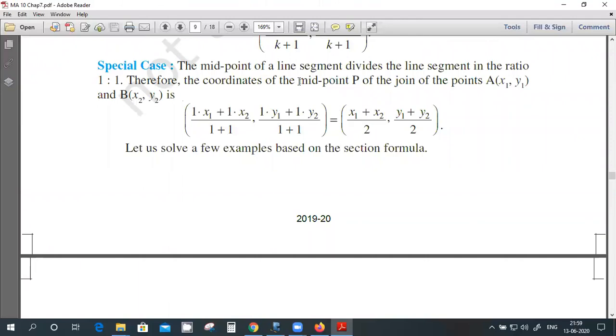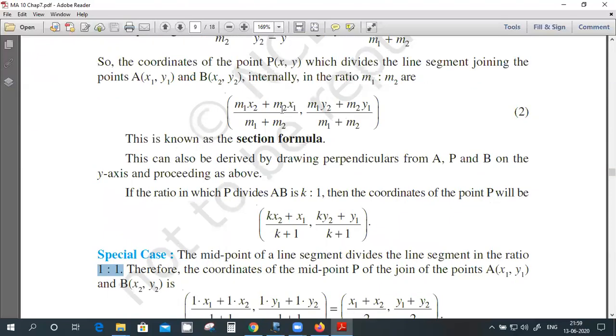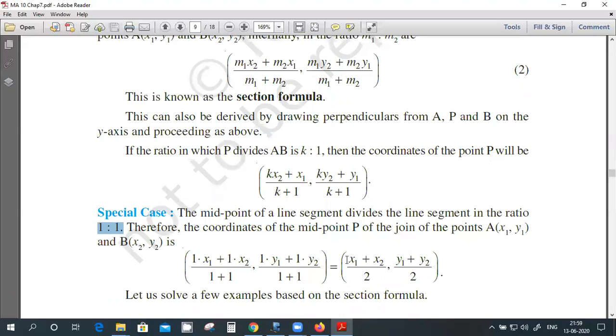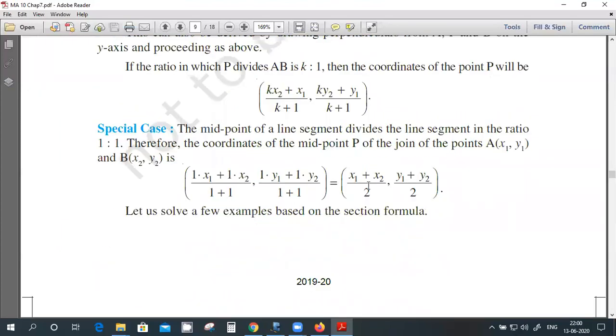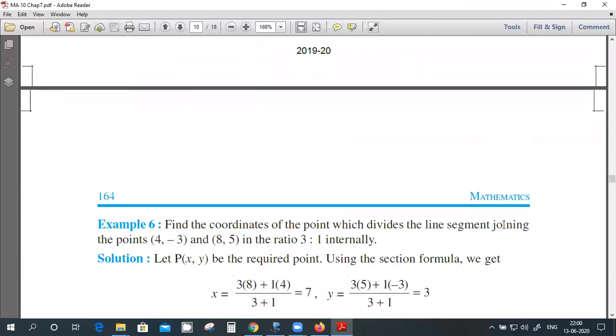This is the midpoint. If the point is a midpoint, then the ratio is 1:1, so you have to put m1 equal to 1 and m2 equal to 1. That way you get this one. This is the formula for the midpoint: x1 plus x2 by 2 and y1 plus y2 by 2.